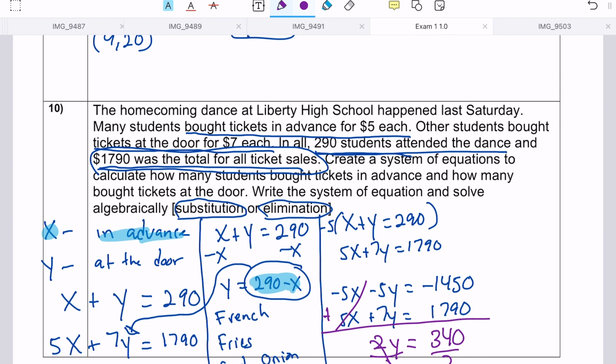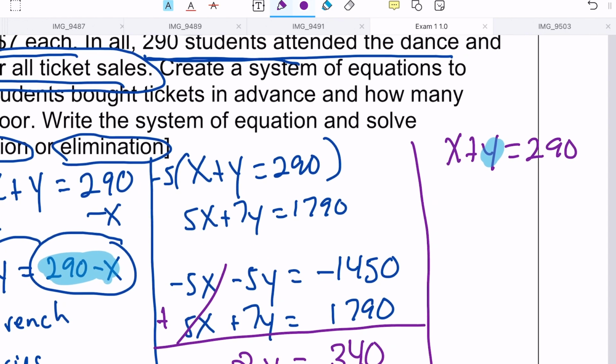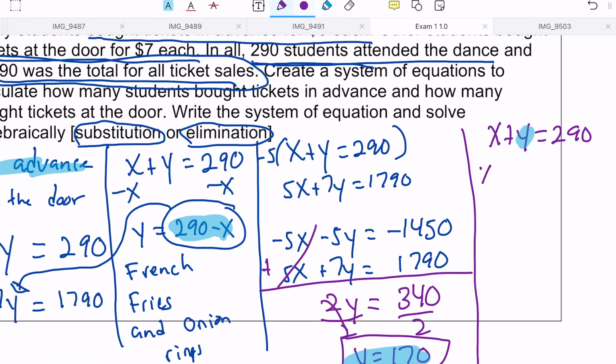Okay, so now we can plug that into either one. So let's say we plug it into X plus Y equals 290. Either way, we're going to do some type of substitution. We're substituting Y for 170. So I'm going to do my swap. I don't like Y. Okay, so I'm going to say X plus 170 equals 290. I subtract 170. X equals 120.